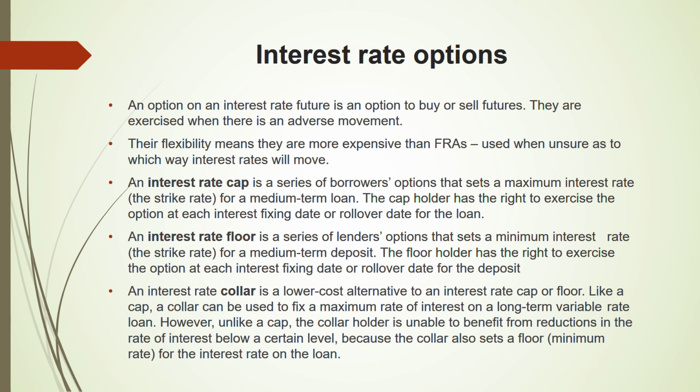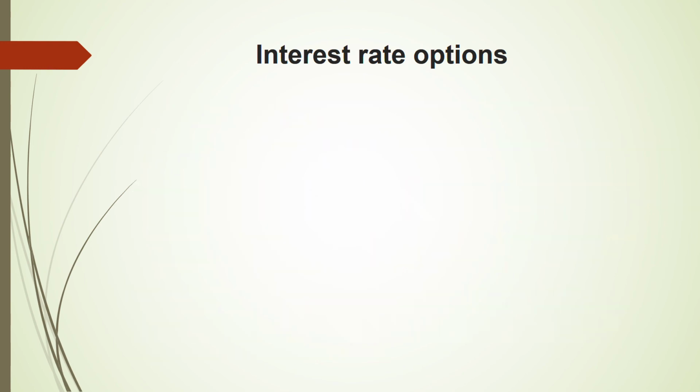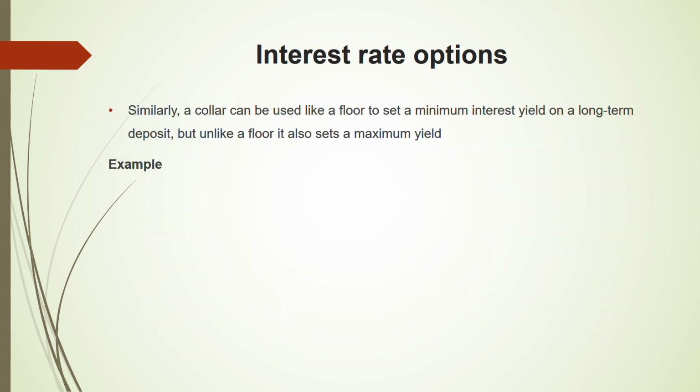Sorry, you are buying a put option, right? You have to pay premium. Interest rate floor also you have to pay a premium. But in a collar, you are paying and you are receiving premium because you are buying a put and you are selling a call for borrowing in the collar. Now let us go to an example.